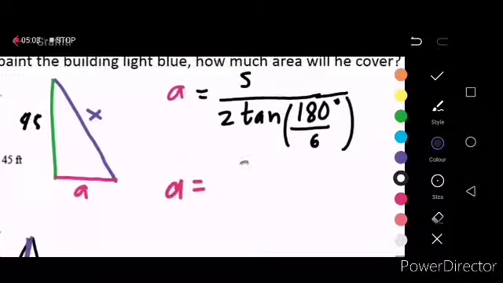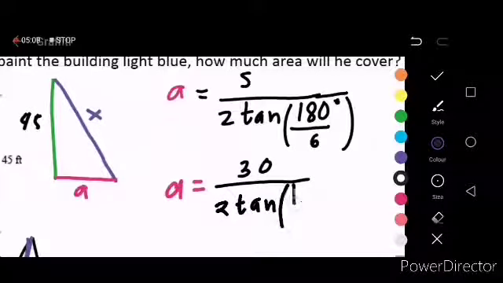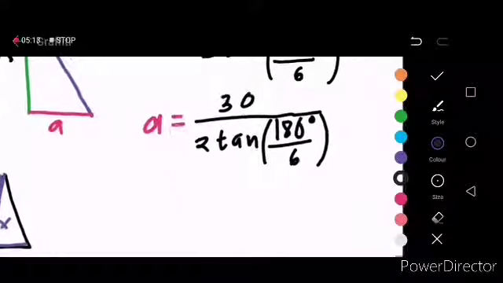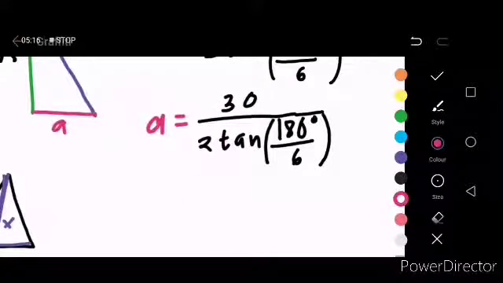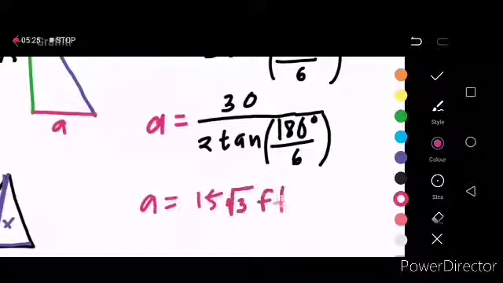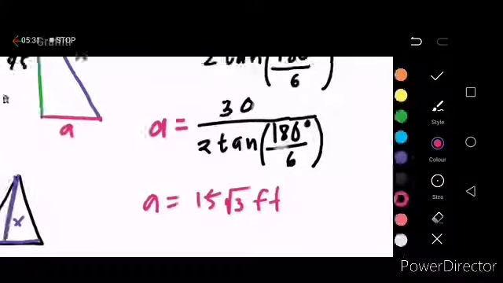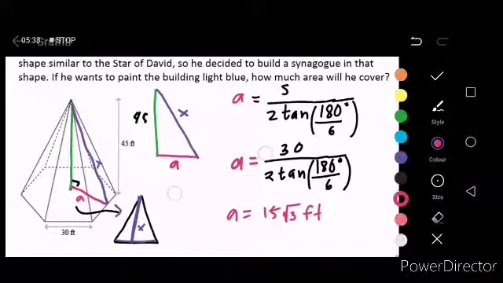So, lalagay ko lang dito 30 divided by 2 tangent 180 degrees over 6. Make sure na naka-degree mode kayo para hindi kayo magkamali. So, the apothem now is equal to what? Using our calculator, yes, it's 15 square root of 3 feet. Now that we're done with the apothem, can we now solve for the missing value of x? Yes, we can now solve for the missing value of x.